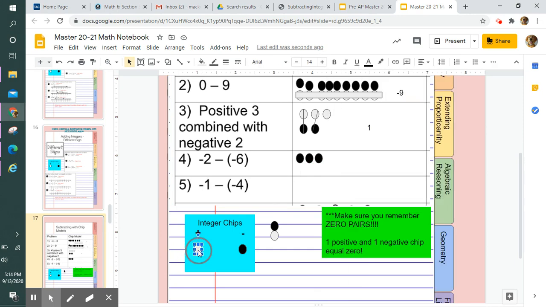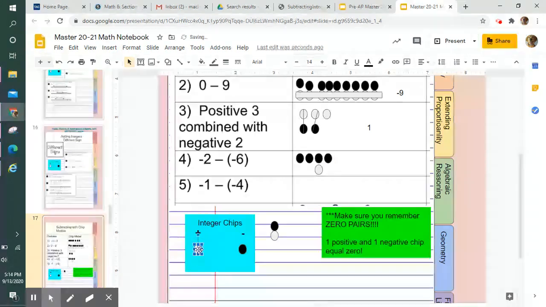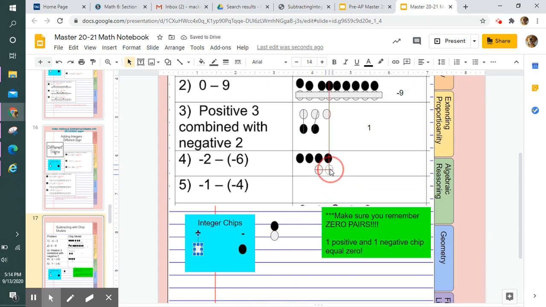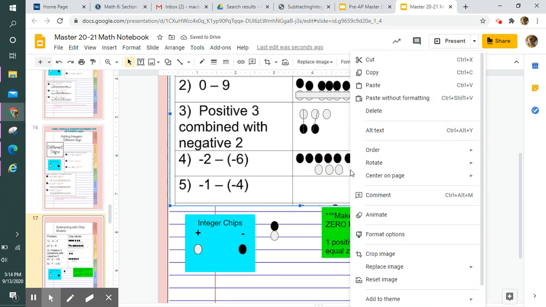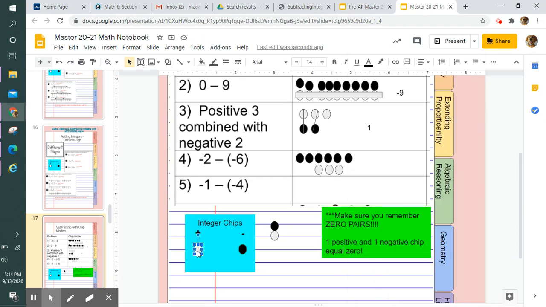I can't add my positive. There we go. All right, and we're going to do this 4 times. So 1 negative, 1 positive. 1 negative, 1 positive. And we need 1 more so that we have 6 of them. 1 negative, 1 positive. My positives don't want to cooperate.